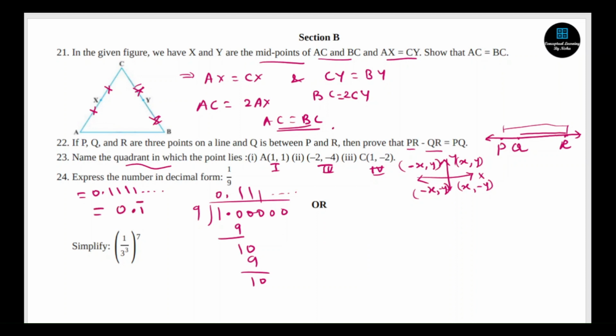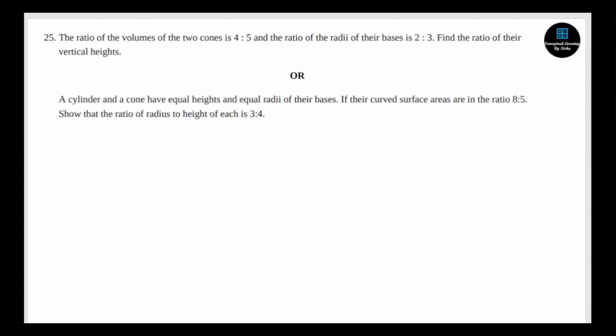Correct? Alright, simplify this. So we can simplify this using the exponent rule. First of all, this is in the denominator, so I can write this as minus 3 to the power 7 and then 3 to the power minus 21. You have to write which exponent rule you have used to simplify this.